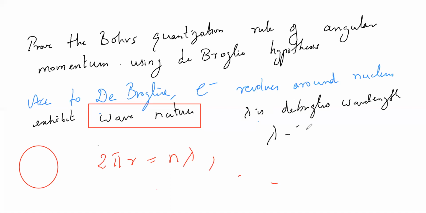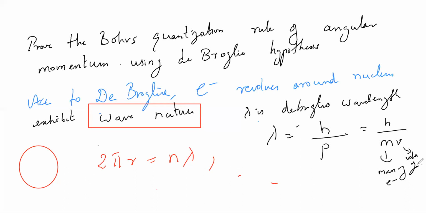And this lambda is equal to h by p. What is p? Momentum. Momentum is nothing but mass into velocity. So m is the mass of the electron and v is the velocity of the electron. If I'm just substituting this h by mv here, 2 pi r is equal to n into h by mv.